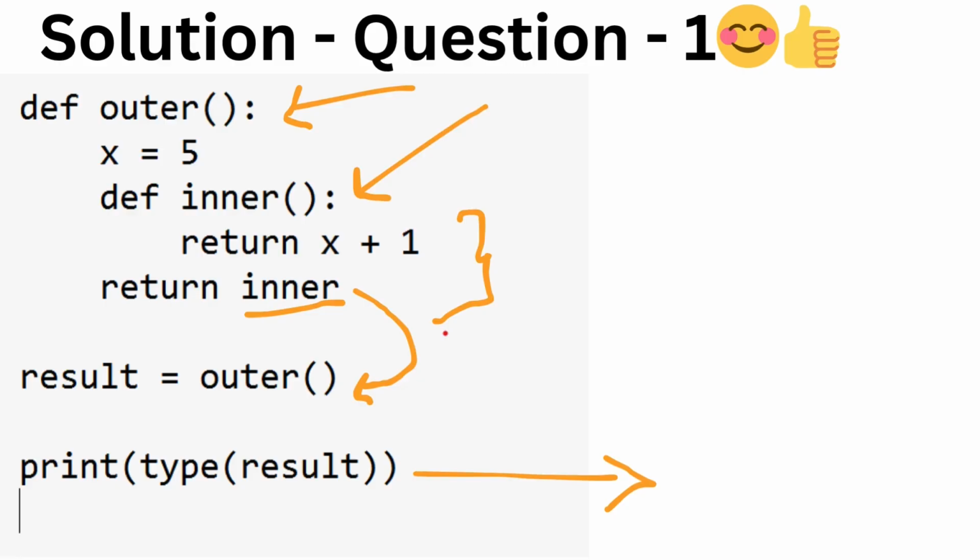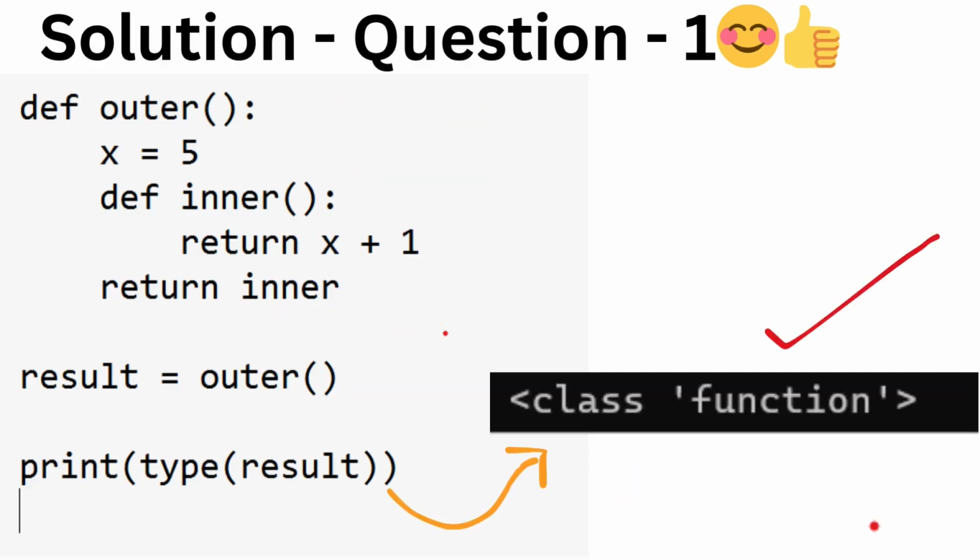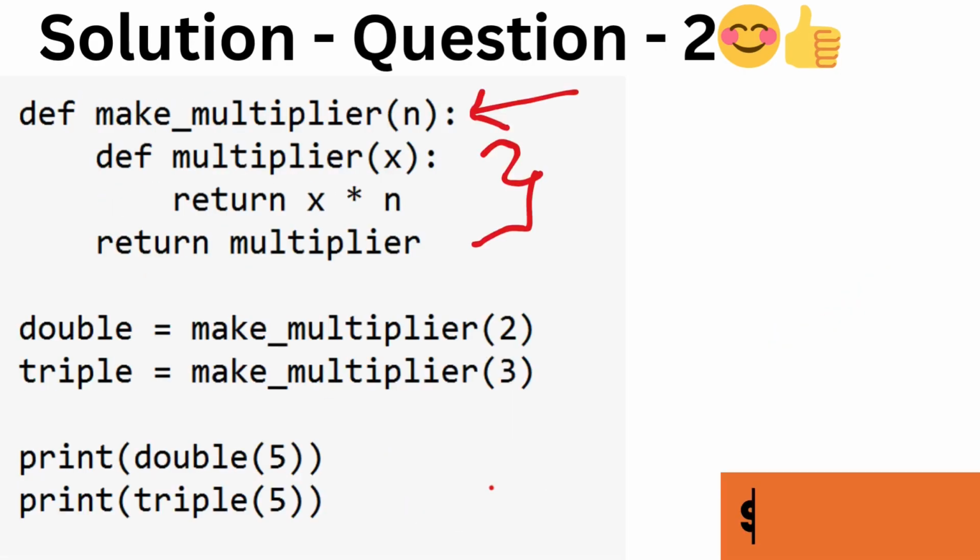So now what is this result? Result is now a function that remembers x is equal to 5 but hasn't run yet. Got it? So what is the output? Class function. I hope all got it correct. So let's move to our second question.